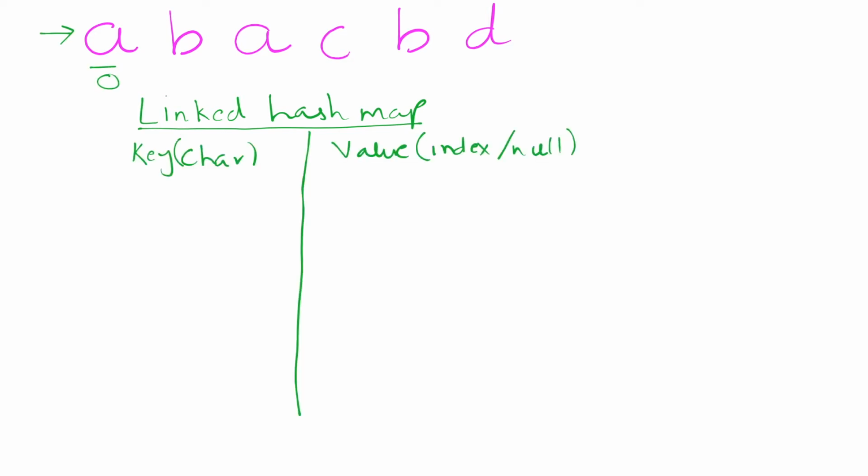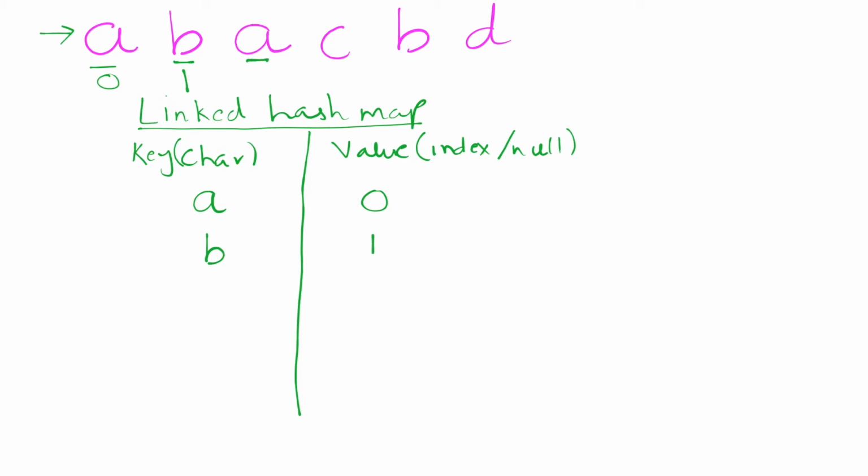Now as we iterate through our input string, starting with index 0, we get the letter A. We check if the letter A exists in our HashMap. Since it doesn't, we insert the letter A as the key and we insert its index as the value. We go on to the next index, which is at 1, and we get the letter B. B doesn't exist in the HashMap as well, so we insert B and we insert its index, that is 1.